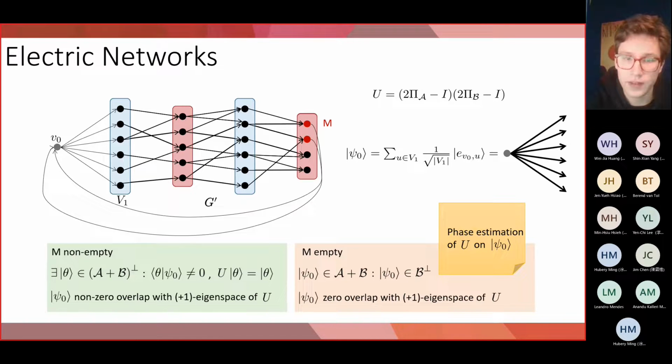But if psi 0 is actually in the span of A and B, but also orthogonal to B, then the first reflection will give us a minus sign. And then the second reflection will not do anything because we're in the span of A and B. So, not do anything is not completely correct. It might move us a little bit, but it will definitely not give us another -1. And hence psi 0 will have 0 overlap with the +1 eigenspace of U in this case.